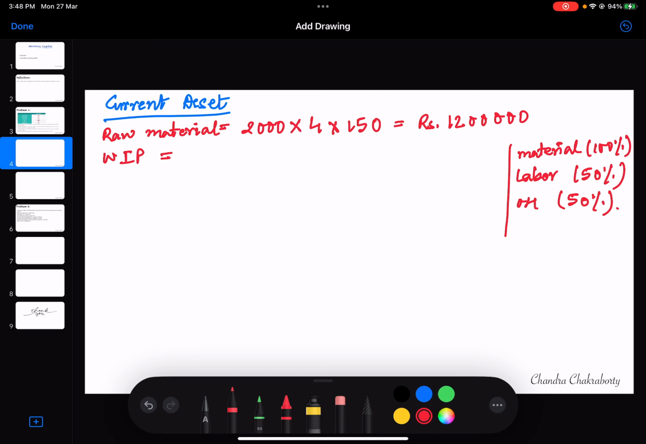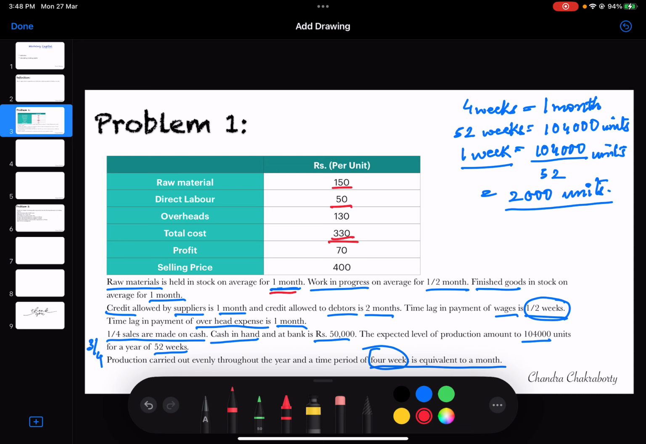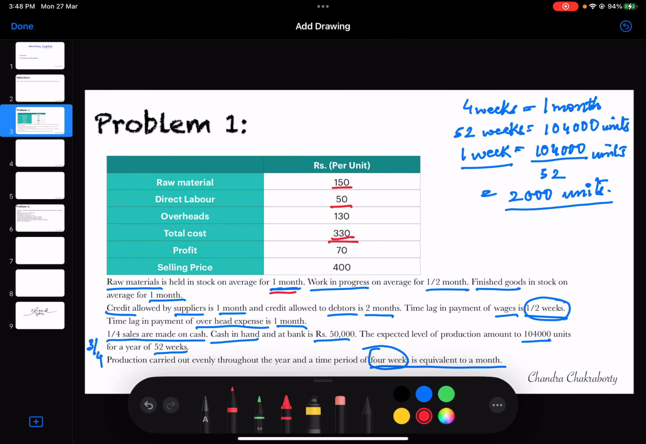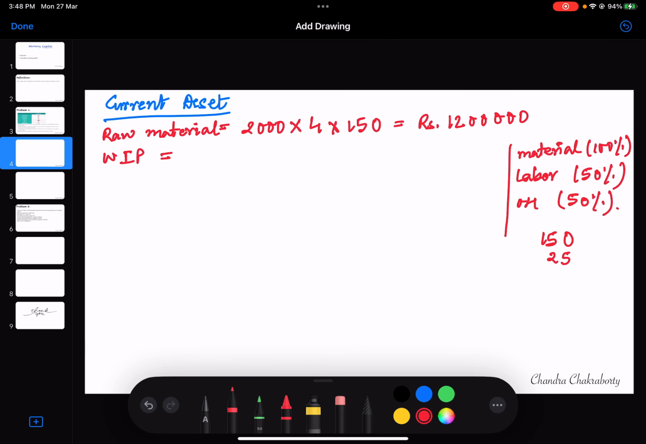All right. So material 100%. That means 150. Labor 50%. That means 50, its half will be 25. Overhead expenses 50%. Here the total is 130. So the half will be 65, right? So this will give you 240. Okay, done.